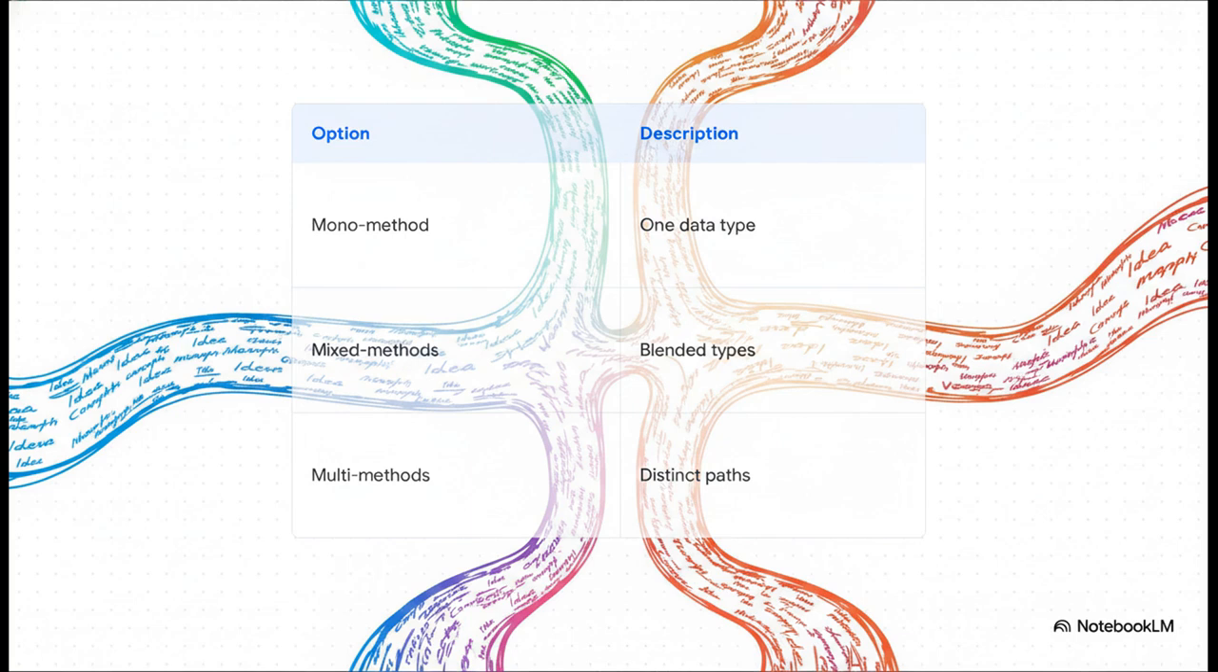Now for Layer 4, your research choice. This is where you decide your data types. You could choose a mono method, relying on just a single stream of colorful quantitative numbers, or just handwritten qualitative text strings. Or you could choose mixed methods or multi-methods, where those numbers and words flow down separate paths and then brilliantly converge into a single comprehensive river of data.